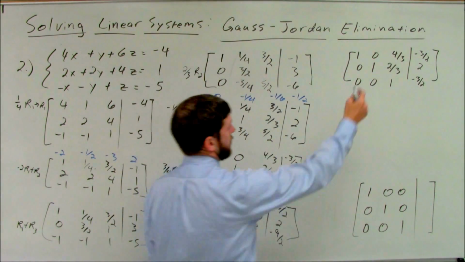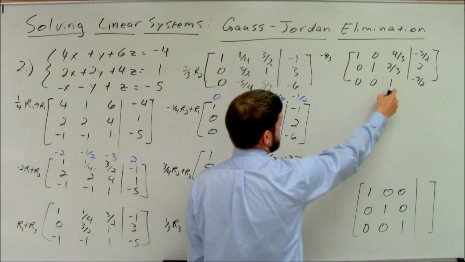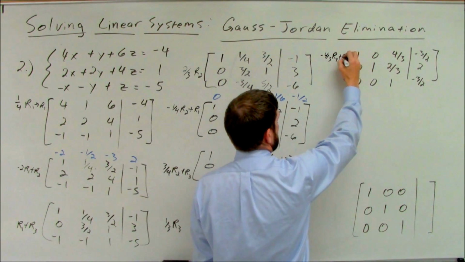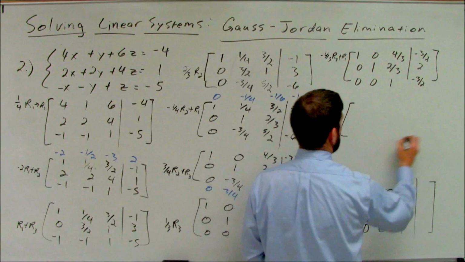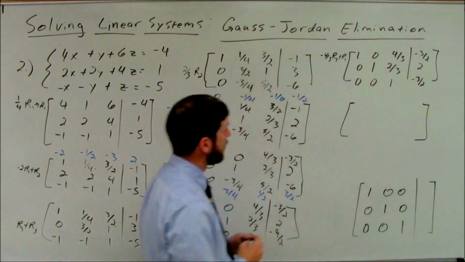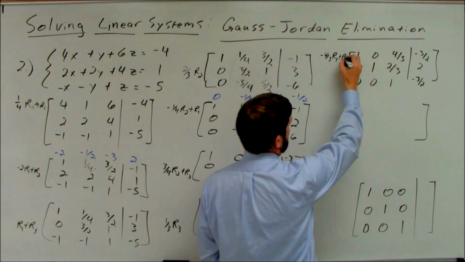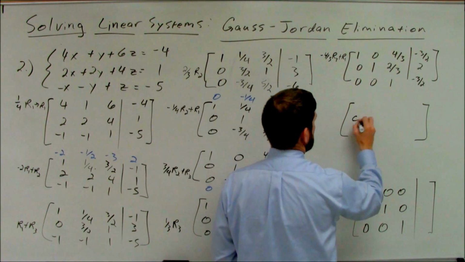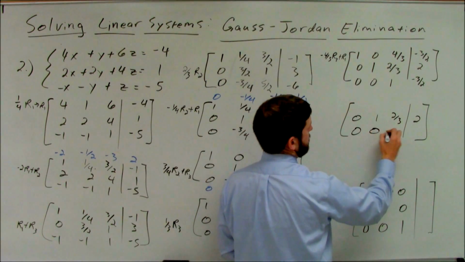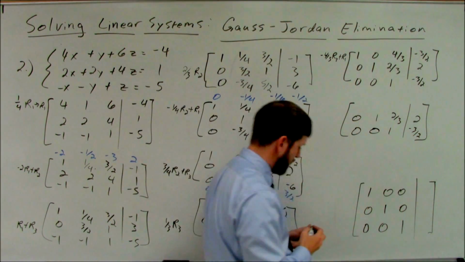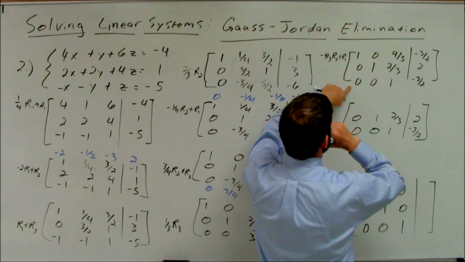So here we go. Let's just start at the top. To get rid of 4/3, I do the opposite of 4/3 times the pivot row plus row 1. So row 2 we didn't touch, and row 1 is changing. Row 2, 0, 1, 2/3, 2. Row 3, 0, 0, 1, negative 3/2. They didn't change. Let's get our temporary row 3 up here.